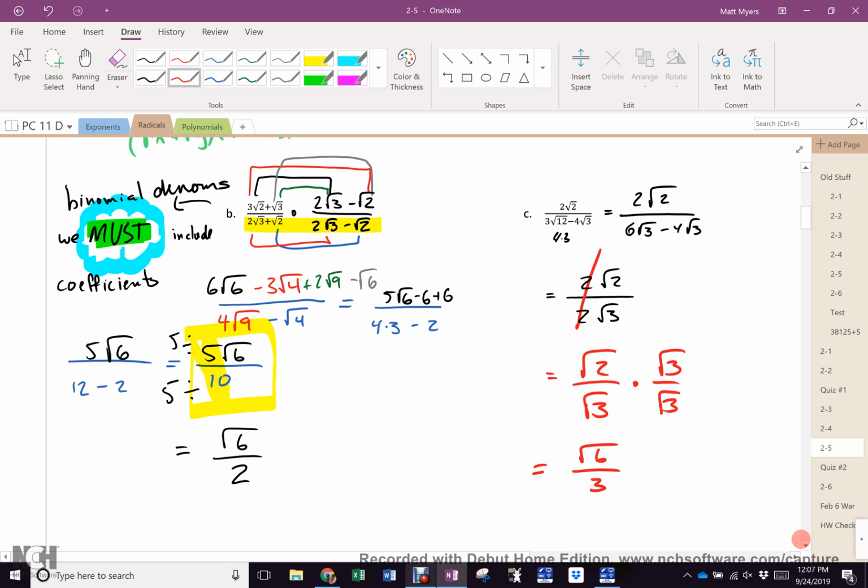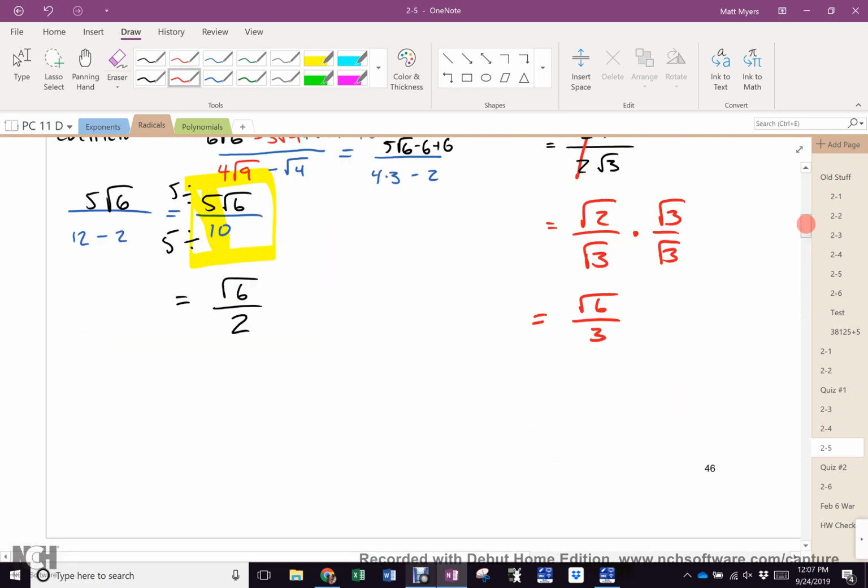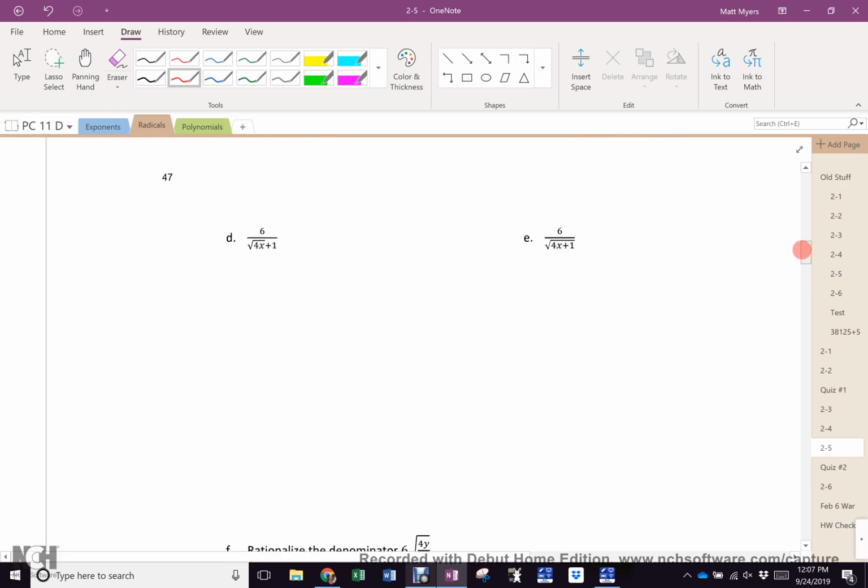Yes or no? You are done, even though some of you will say, oh, 6 divides by 3. Why can I not do that? Because one's a radical and one isn't. Is everybody good? Okay. Turn the page over.